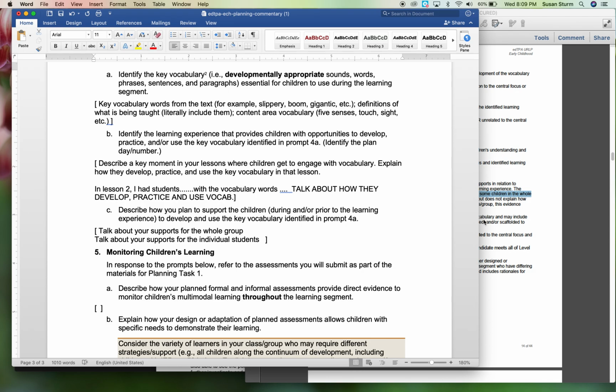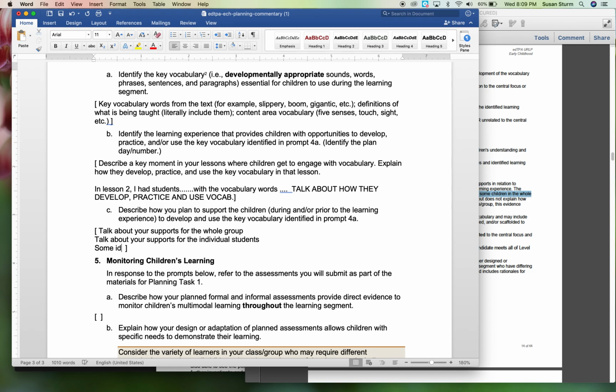So some ideas for supports: pre-teaching vocabulary, and that's why they said during and or prior to the learning experience. So I feel like that's a major hint there. So pre-teach the vocabulary, model vocabulary use, let them try it to practice.